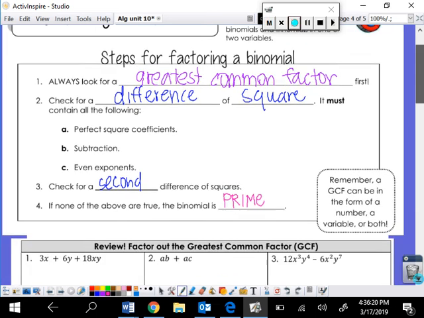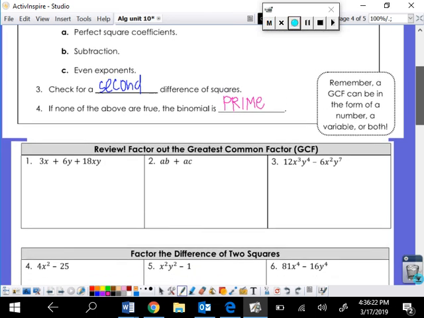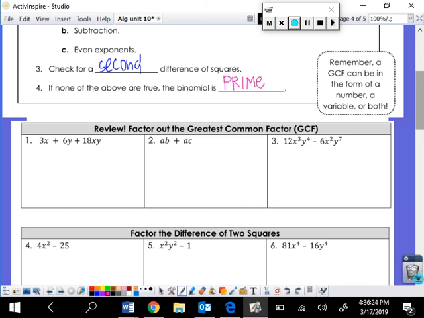Okay, so let's look at some review problems before we get started. So this is just review of factoring out the GCF, the greatest common factor. So look for similar coefficients that are divisible by the same number, and then look for variables that you can pull out from each term. So in number 1, if we look at our coefficients 3, 6, 18, what are all those divisible by? Hopefully you said 3, so we'll pull out a 3.